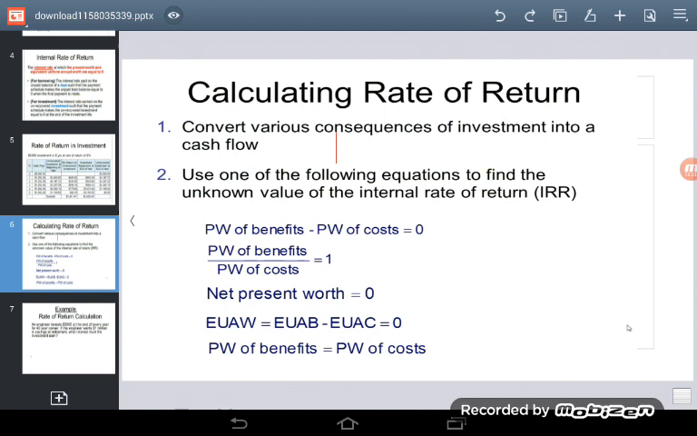Present worth of benefits minus present worth of cost is going to be equal to 0. That means when we divide, it's going to be 1. We want to make net present worth 0, and either we make net present worth, or net equivalent worth, which is equivalent uniform annual worth, 0. Or you can say present worth of benefit is equal to present worth of cost. These five equations are exactly the same. We are calculating the rate of return.